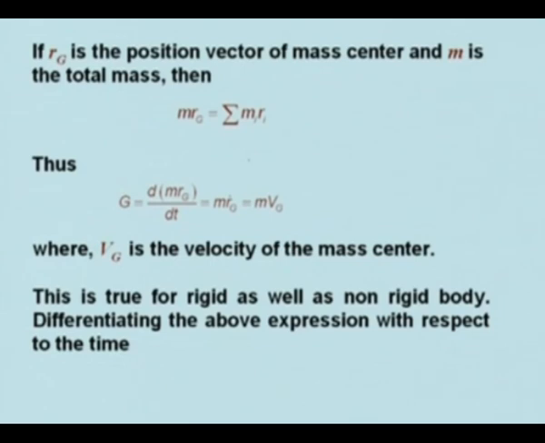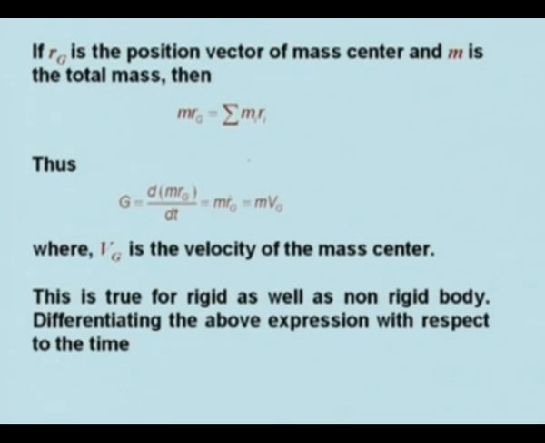Now, the particles may be a finite number of particles or an infinite number of particles making the body, or it can be a system of mass. So, we got the equation that momentum of a system of particles is basically nothing but the mass times the velocity of the mass center. This is true for rigid as well as non-rigid body. Here we have not made any assumption that the particles cannot come towards each other. So, therefore, this equation is valid for rigid as well as non-rigid body.